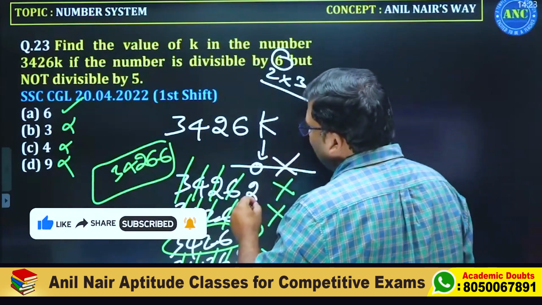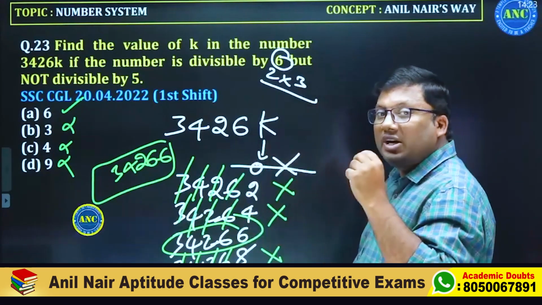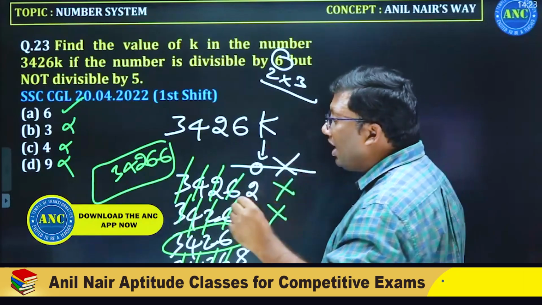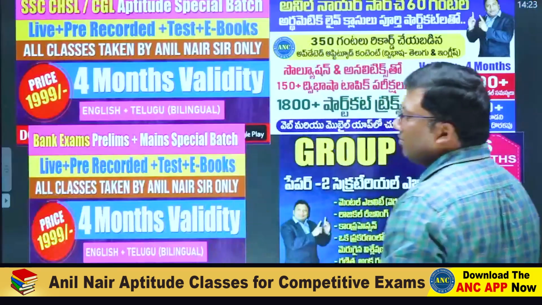The divisibility rule of 6 is 2 into 3. The unit digit should be an even number. It cannot be 0 because it is not divisible by 5.